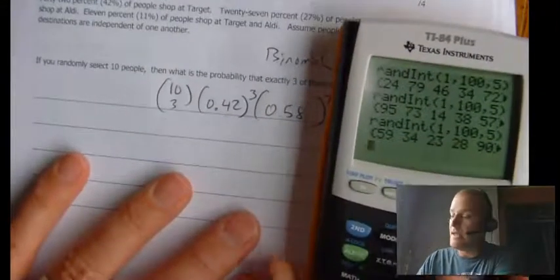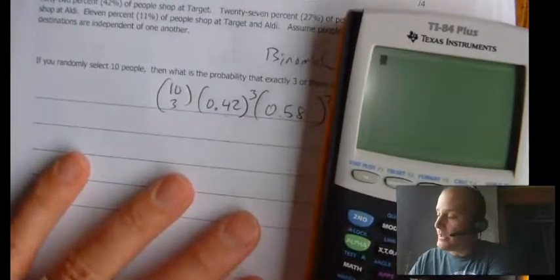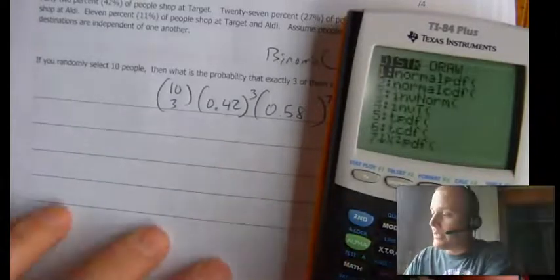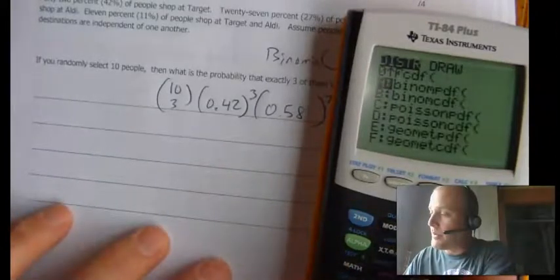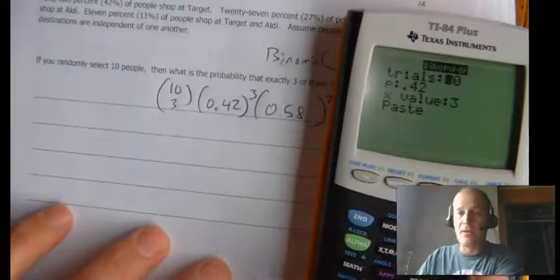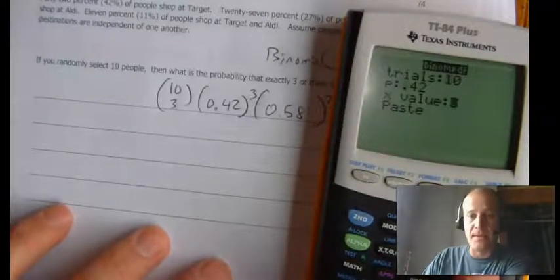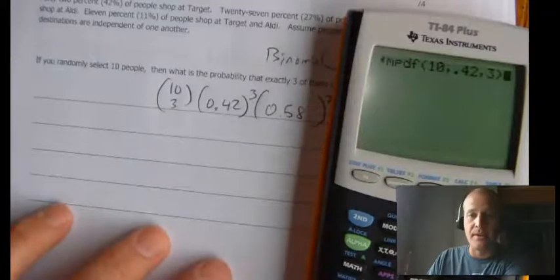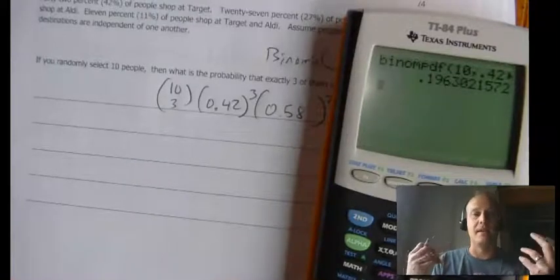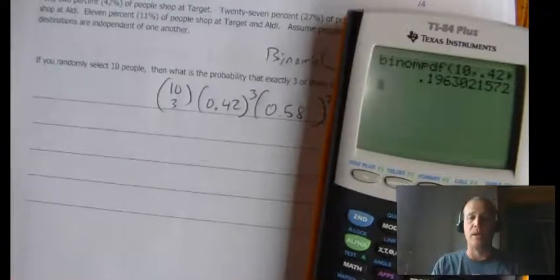If you remember, an easy way to find that calculation was distribution, and this would be a binomial PDF. The number of trials was 10. The chance of success was 42%, and with 3 successes, the chance of finding 3 out of 10 is about 20%.